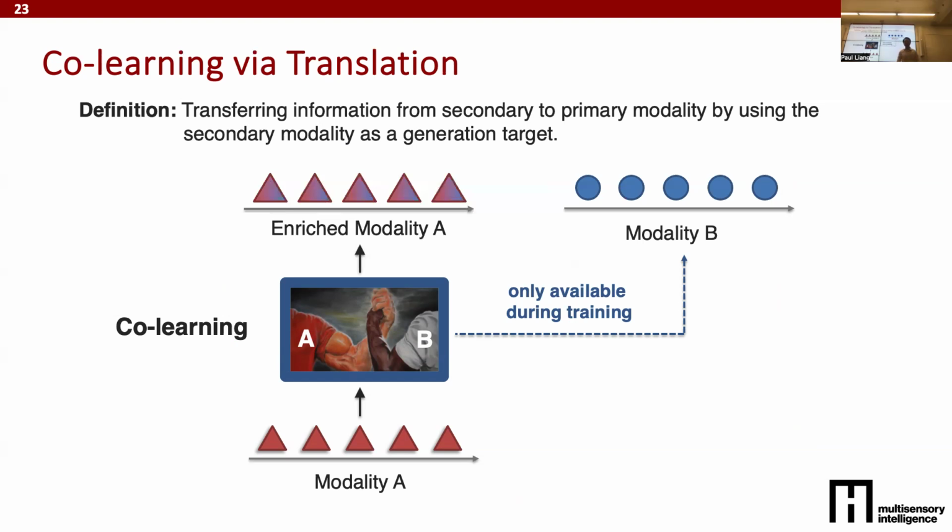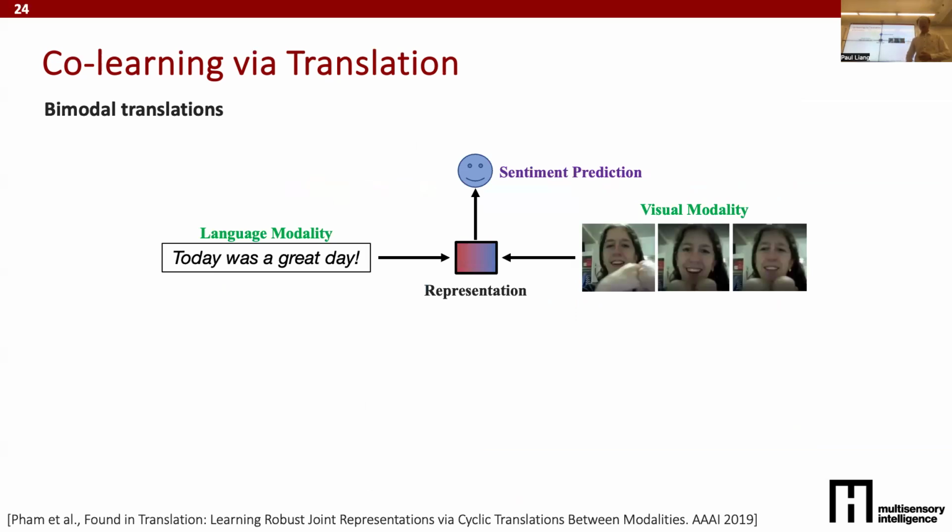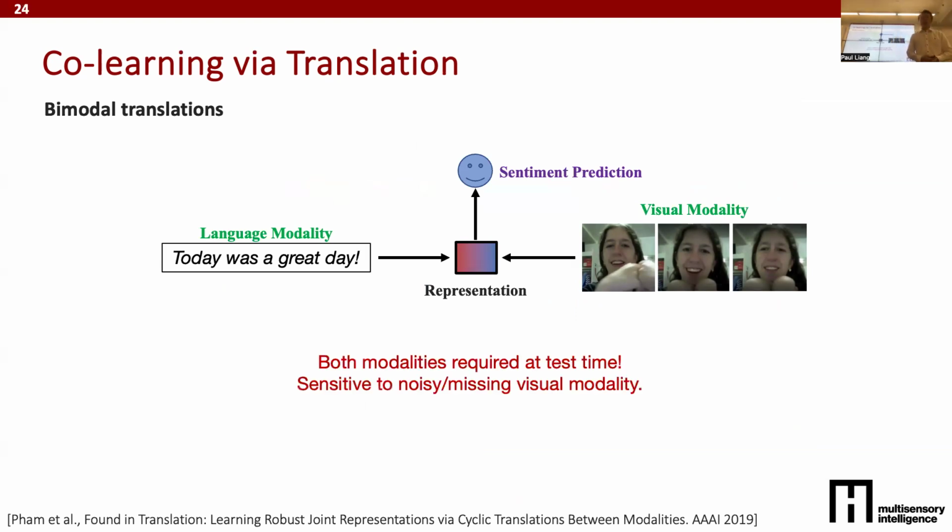So some examples. We had done some work where, again, this was data where you had language that the person was speaking and visual expressions the person was making while they were speaking something. And the goal is to understand sentiment and other behaviors. So normally when you do fusion, you need both modalities at test time, right? So if something is missing, then you're in trouble.